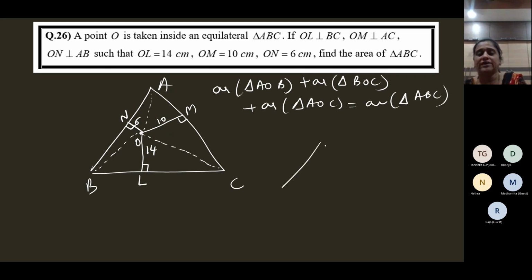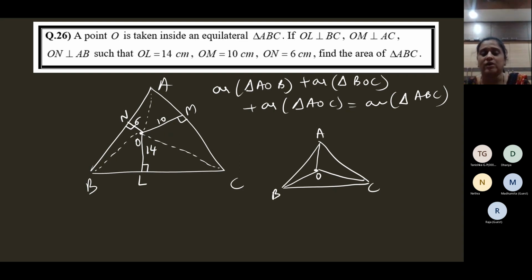The point O is here. When you join O to the vertices, you're dividing the whole triangle into 3 smaller triangles: AOB, BOC, and AOC. Area of AOB plus area of BOC plus area of AOC is the area of the whole triangle ABC. Is this understood, children? Yes, ma'am.